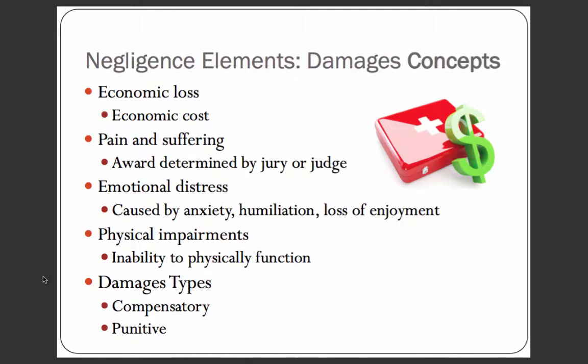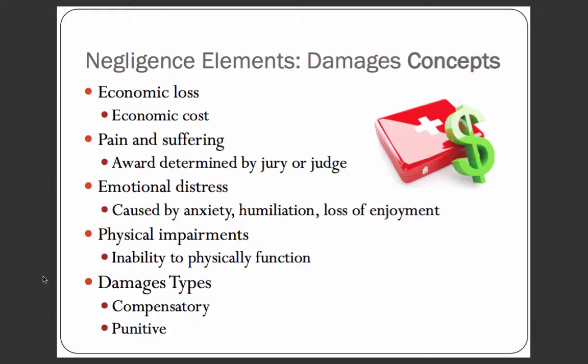So different types of damages. Economic loss is just the economic cost of the negligence. Pain and suffering, that's someone's physical suffering. Emotional distress, that's mental suffering. Physical impairments, your inability to perform a function if you lose a body part or if you're unable to engage in a life activity as a result of the injury. That could be something you get compensation for.